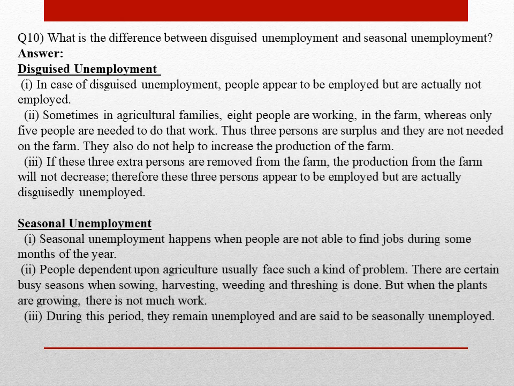Seasonal unemployment. Seasonal unemployment happens when people are not able to find jobs during some months of the year. People dependent upon agriculture usually face such kind of problem. There are certain busy seasons when sowing, harvesting, weeding and threshing is done. But when the plants are growing, there is not much work. During this period, they remain unemployed and are said to be seasonally unemployed.